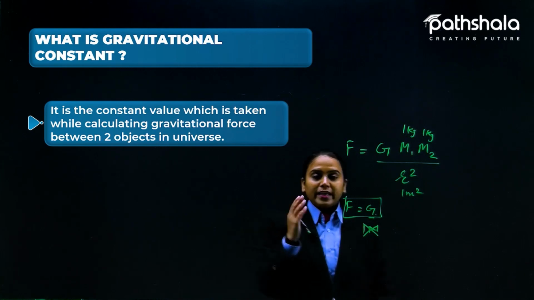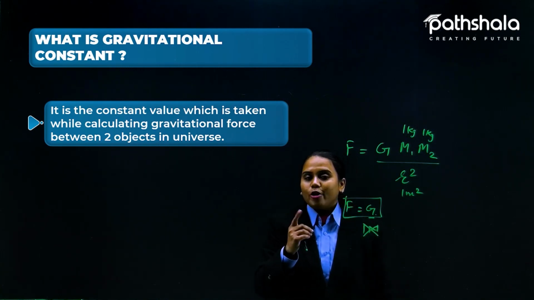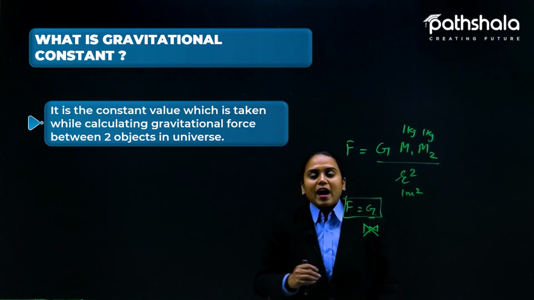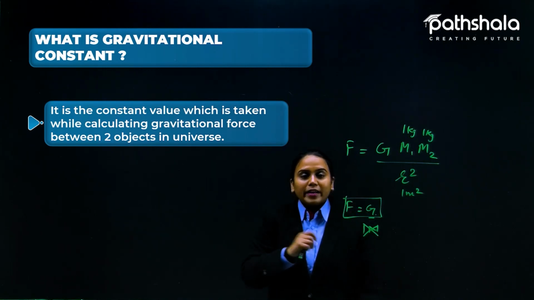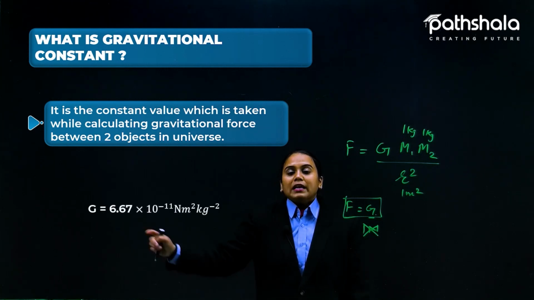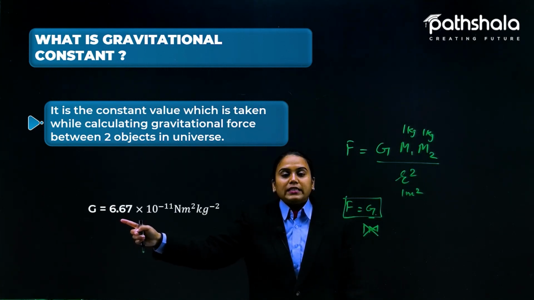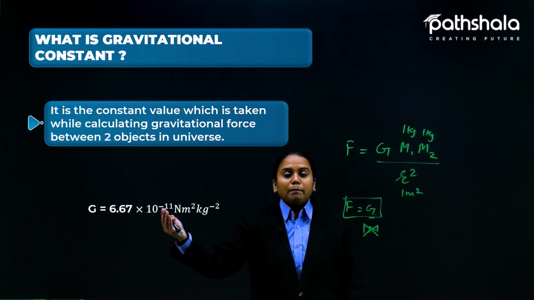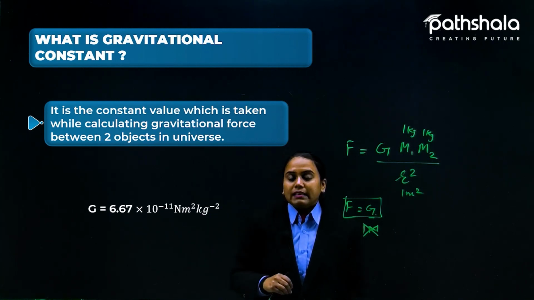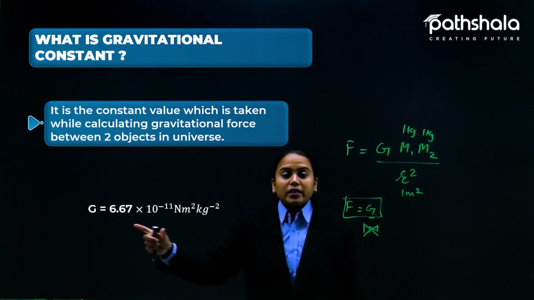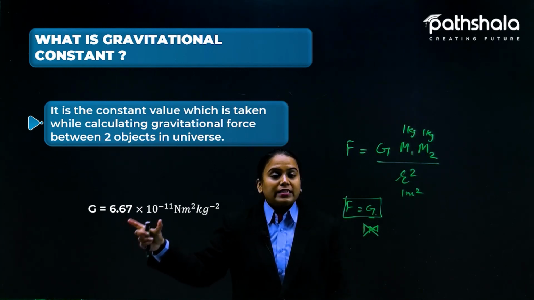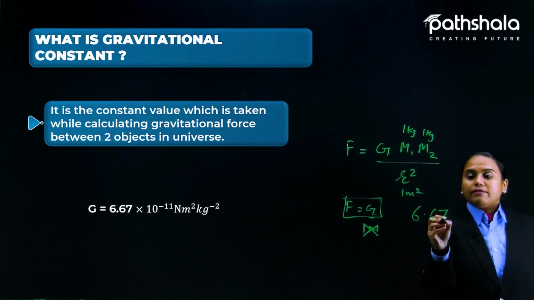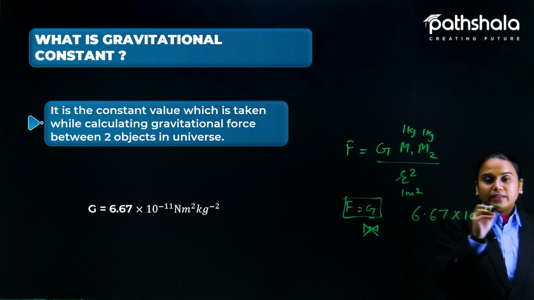Now I have been mentioning this again and again, but I had not told you the value of that minimum. Now I am going to tell you that this G value is 6.67 multiplied by 10 raised to the power minus 11. See, this value is not too big, because it is 6.67 multiplied by 10 to the power minus 11.